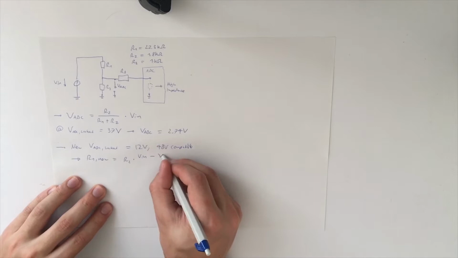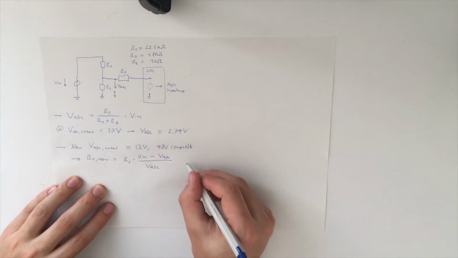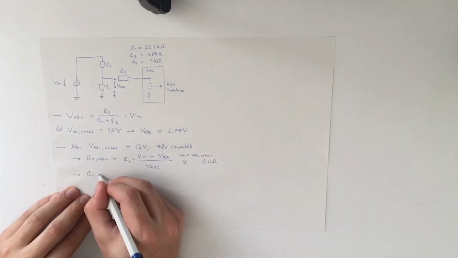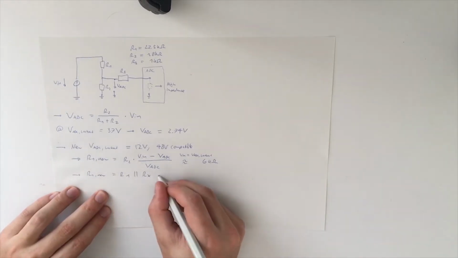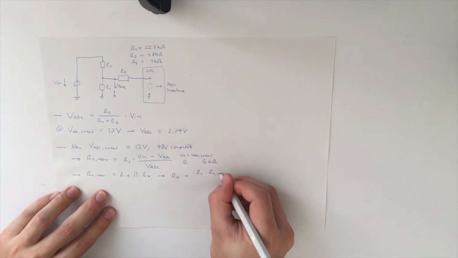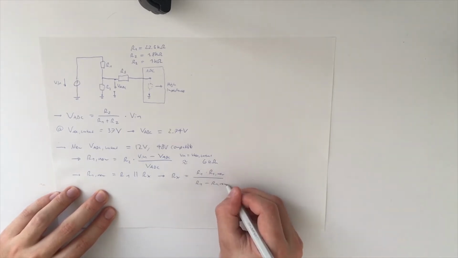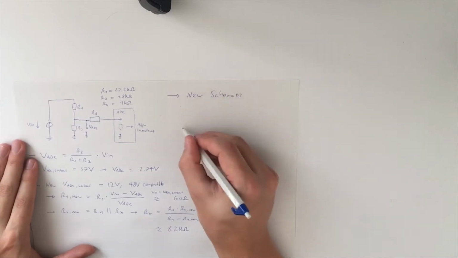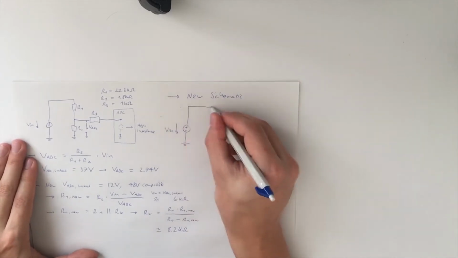By using some math, the new R1 resistor needs to be around 6 kilo ohms. Since I don't want to desolder the actual R1, I want to put the resistor in parallel. By using some math again, we can calculate this parallel resistor Rx to be 8.2 kilo ohm.